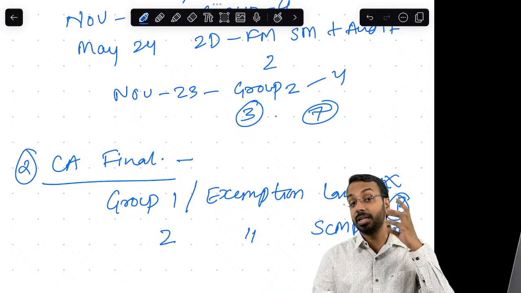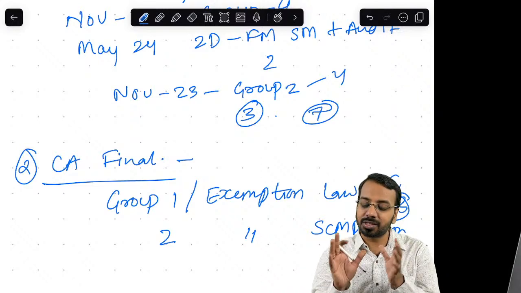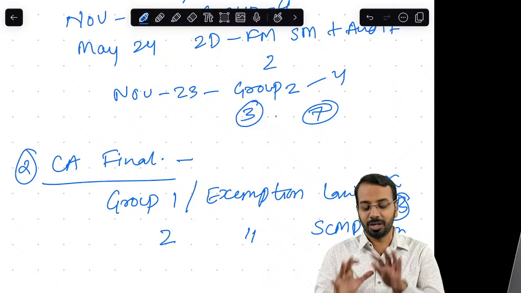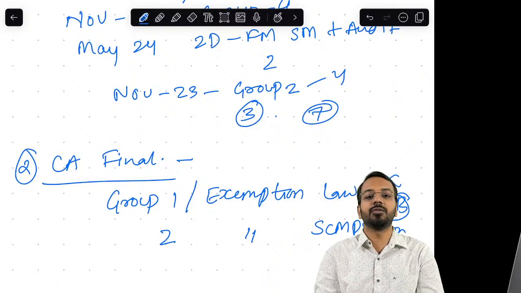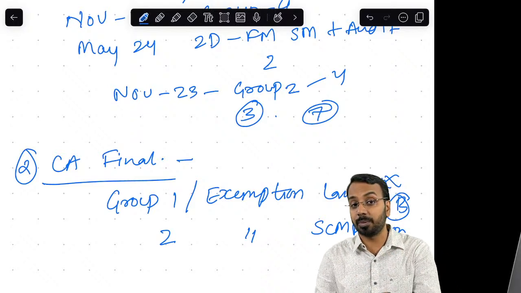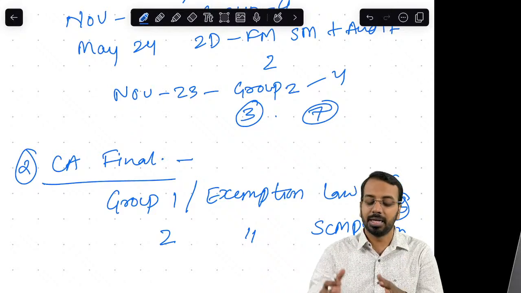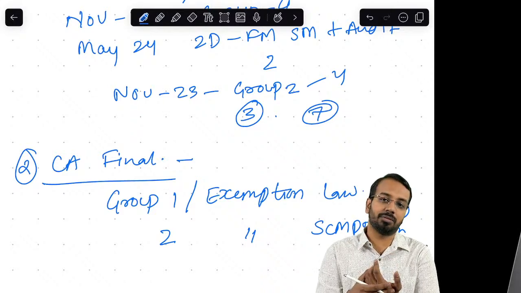If you have cleared, see, it need not be an exemption earlier. If you have just cleared also, then that is also sufficient, right? So I hope with this small video, the confusion between 7 papers or 8 papers or 6 papers is clarified. And one more doubt is there, which even I don't have an answer.